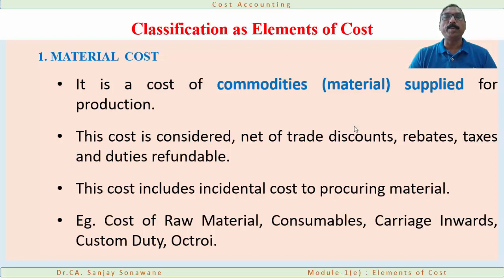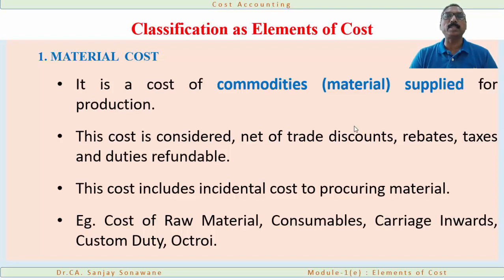The second paragraph: this cost is considered net of trade discount, rebates, taxes and duties refundable. So you may be purchasing a material, the gross cost is there, but from this gross cost you have to deduct any discount allowed by the supplier, or any rebates, or if any taxes are included in the material and you are getting them back by way of a set off or input tax credit from the government, then that has to be deducted from the gross material cost. So only net material cost is to be considered as cost of material.